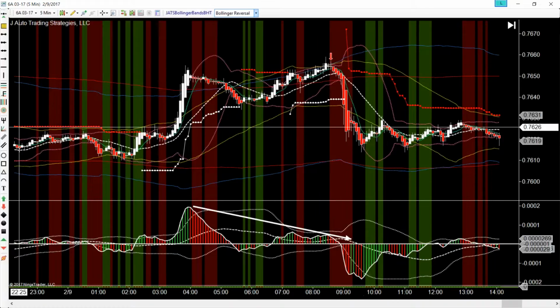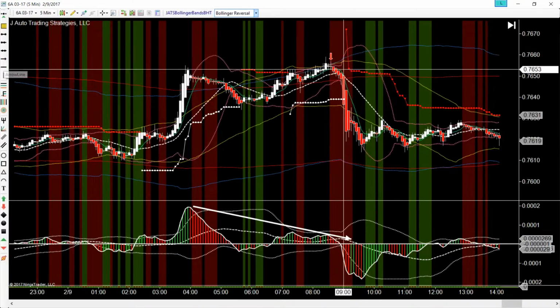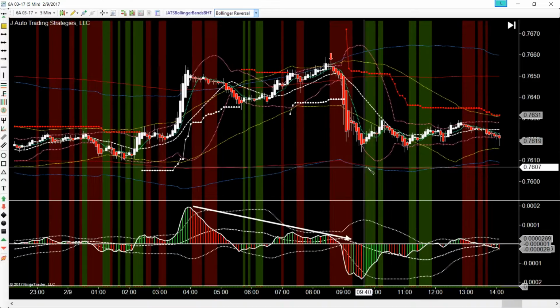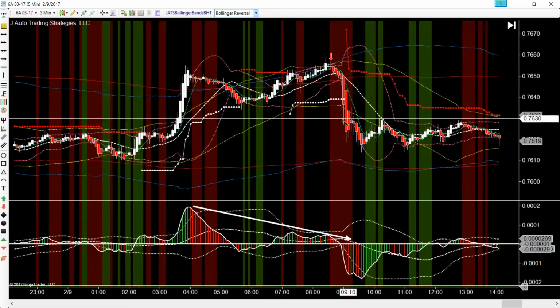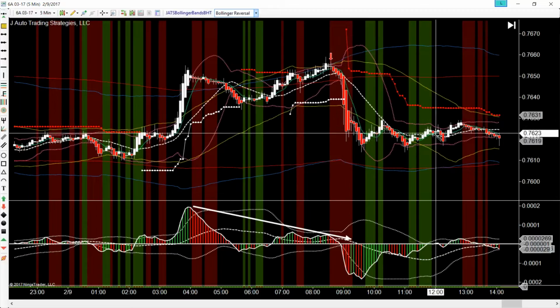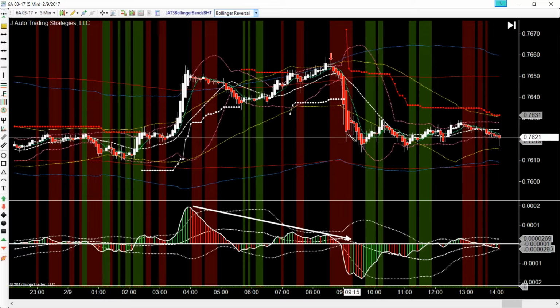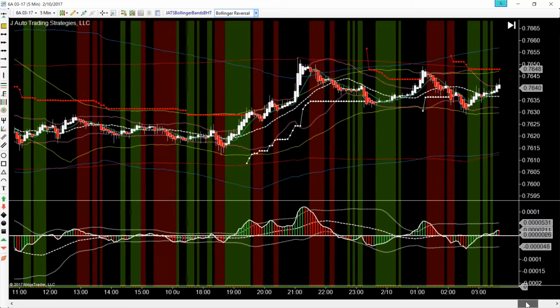And ideally, you're trying to trade either to the opposite band or get out of the trade at a mid-band level. Sometimes they don't make it down to the opposite band. Sometimes they will, and this one did not.